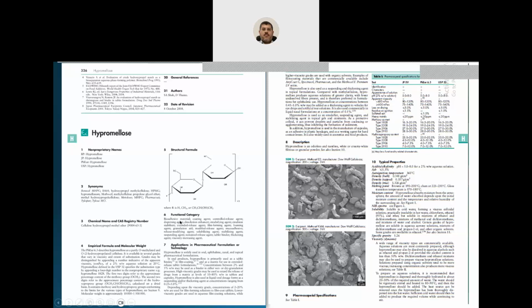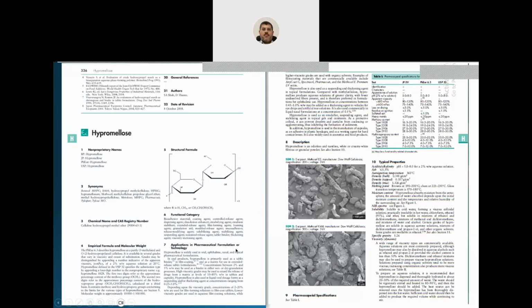Functional category. It gives you the information about the functional category. It is a bioadhesive material used as coating agent, controlled release agent, dispersing agent, solution enhancer, emulsifying agent, emulsion stabilizer, extended release agent, film forming agent, okay? And foaming agent, granulation aid, modified release agent, and so on. A lot of functional categories. But actually, it is available in several grades, different from each other in viscosity, and the different grades of viscosity have different uses. Okay.